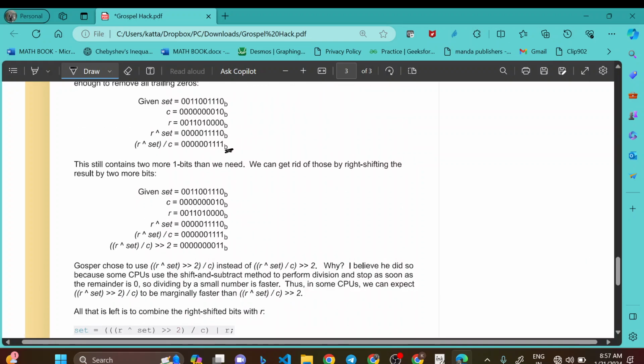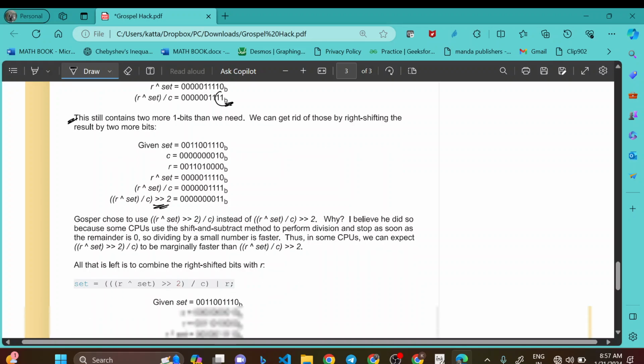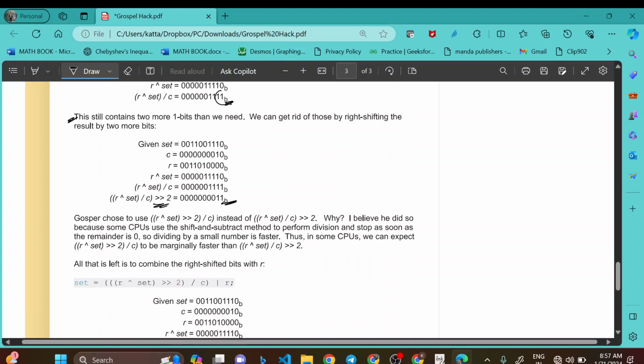Now what is the thing that you need to do? We need only two ones, but we have two extra ones. So this still contains two more 1 bits than we need. We can get rid of those by right shifting the result by two more bits. That is the reason we have done a right shift of two. Once we do this, these two ones will also be gone, and finally you'll be left with this: R XOR set divided by C, right shift of two. This you'll get as the final thing.